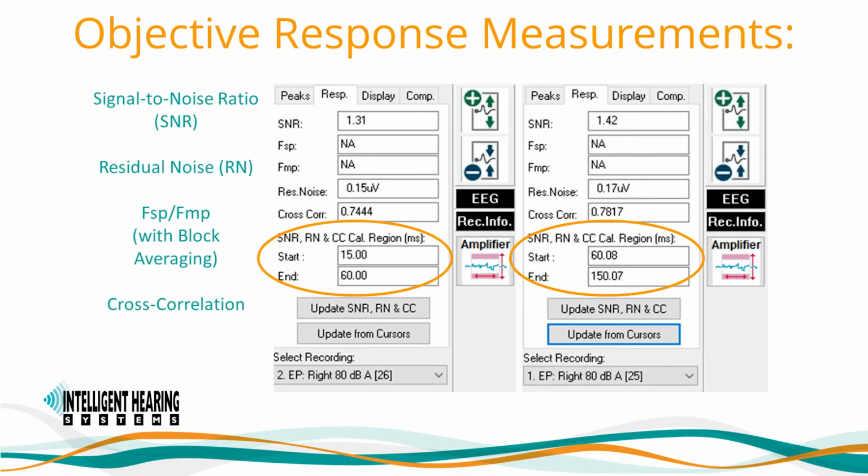IHS offers the following objective response measurements: signal-to-noise ratio, residual noise, and cross-correlation. FSP and FMP values measured over a 21-point range as defined by the midpoint in the averaging menu can also be obtained when block averaging was activated for your recording. These values are calculated over a user-defined range that can be specified manually or using cursors in the Response tab of the Recording Information window.